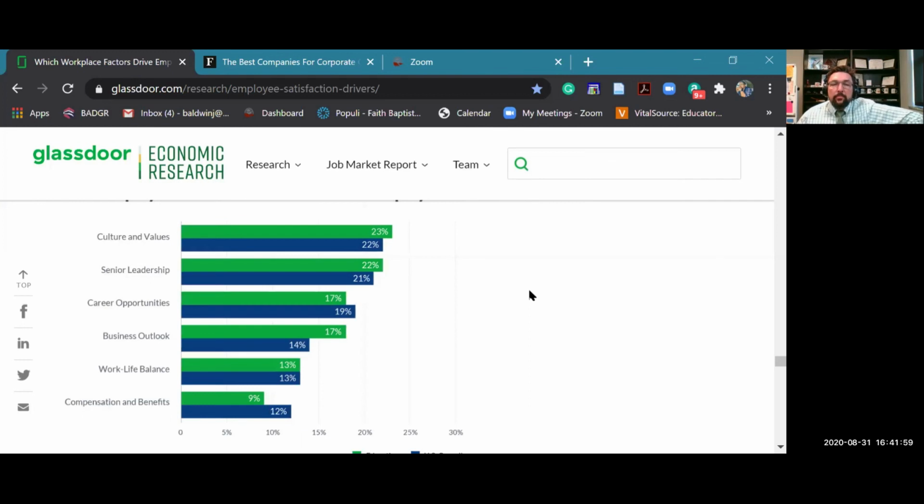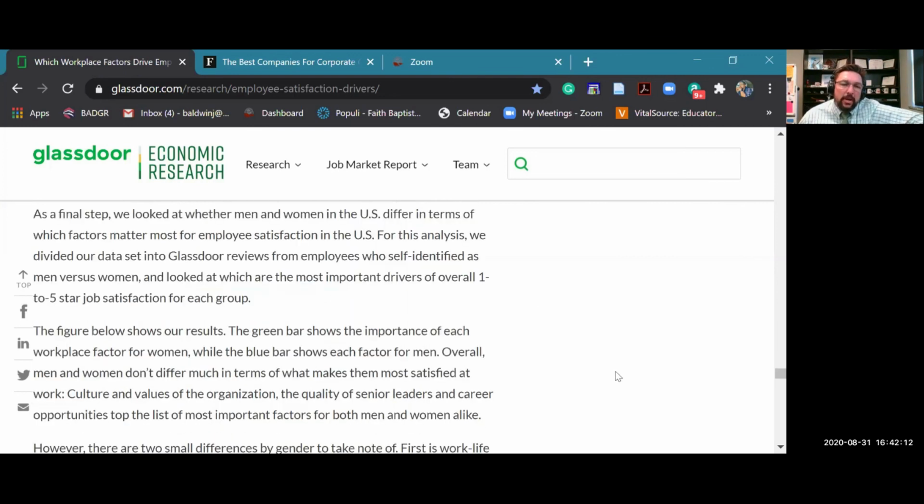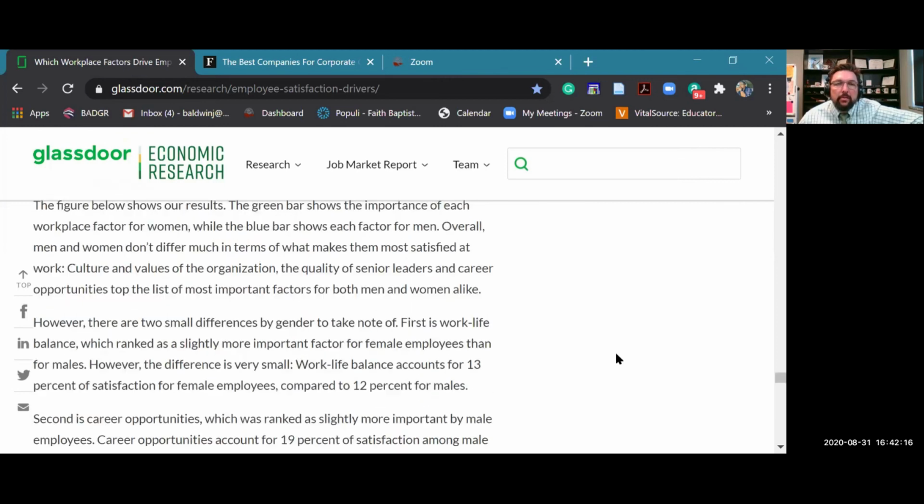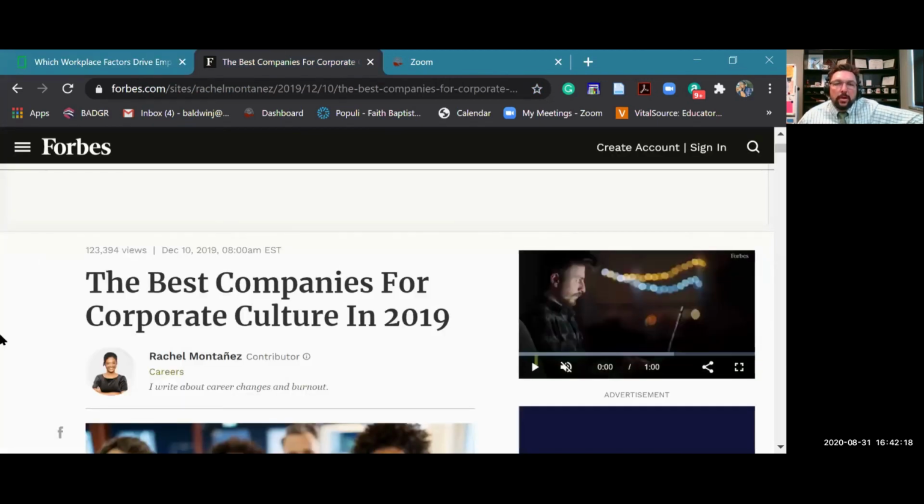And although it's not unimportant, it's still important to people, the least important factor is compensation or business outlook, depending on which sector you're looking at. So very interesting. I know it might be kind of boring, me just reading it to you, but there you go. Let's look at this other study real quick.